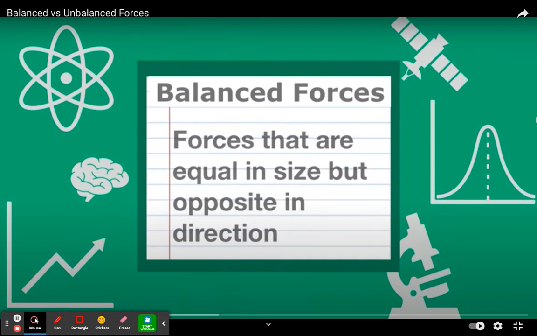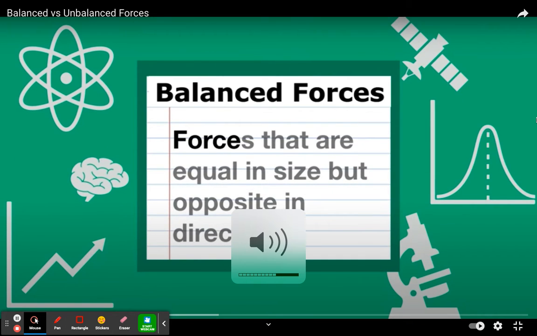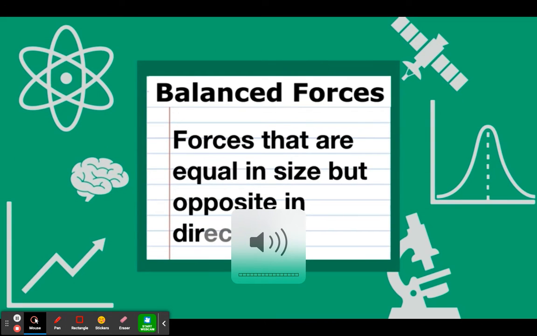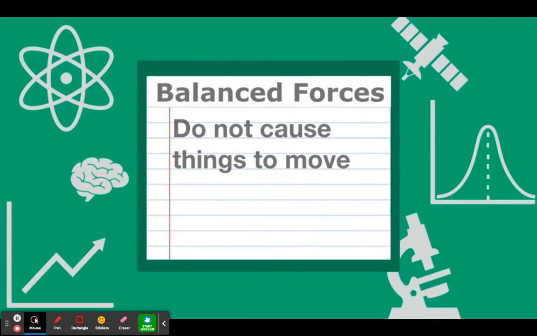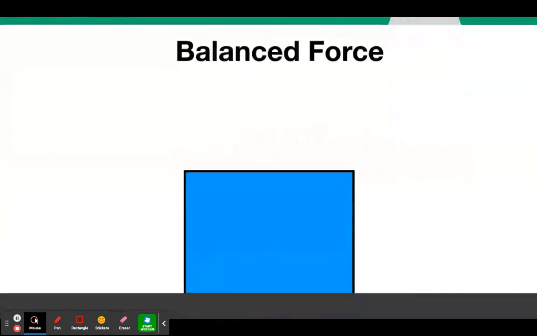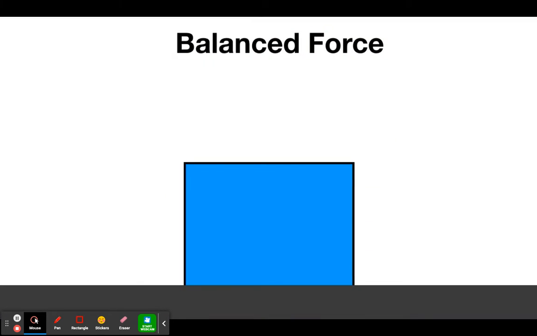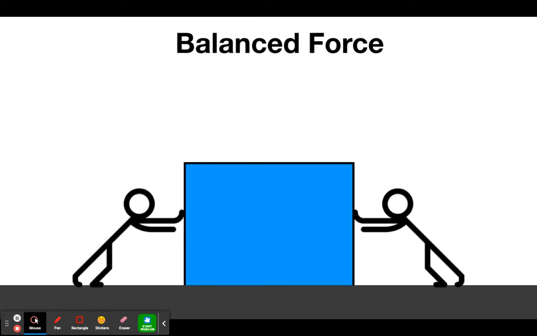Balanced forces. Now, balanced forces are forces that are equal in size but opposite in direction. And you can identify balanced forces because they do not cause things to move. Let's look at an example. If we had a box on the floor and you tried to push it from one side, but your friend pushed it from the other side, the box would not move. Therefore, this would be a balanced force.